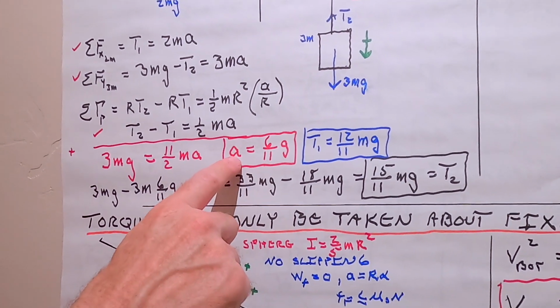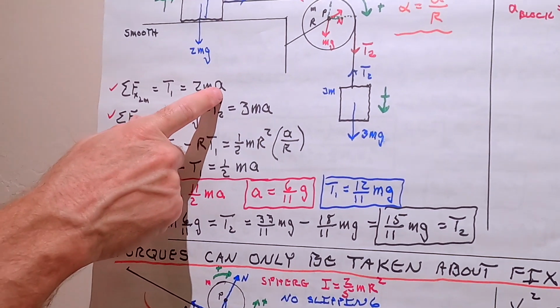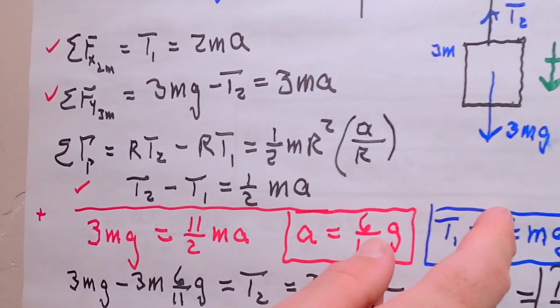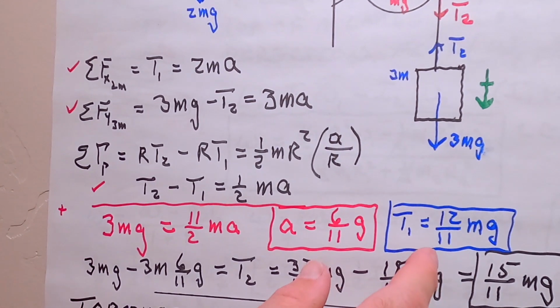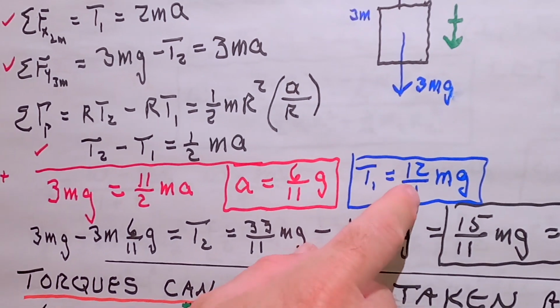Okay, then we can take that a and we can plug it right up into here, and we can get the tension T1. It's just 2m times this, which is 12/11 mg right here. So there we got T1.